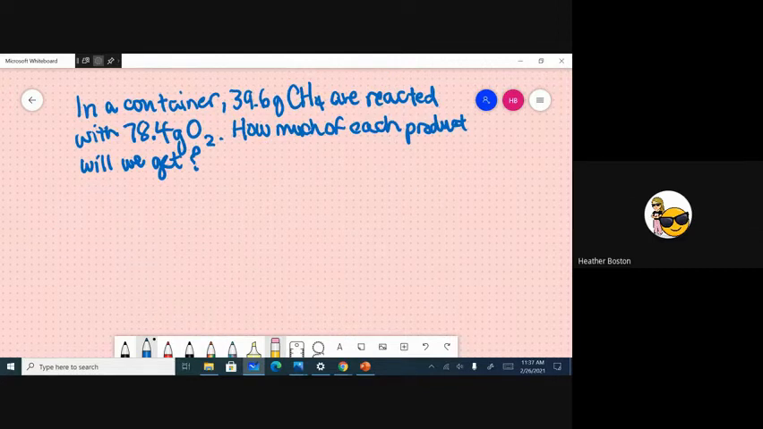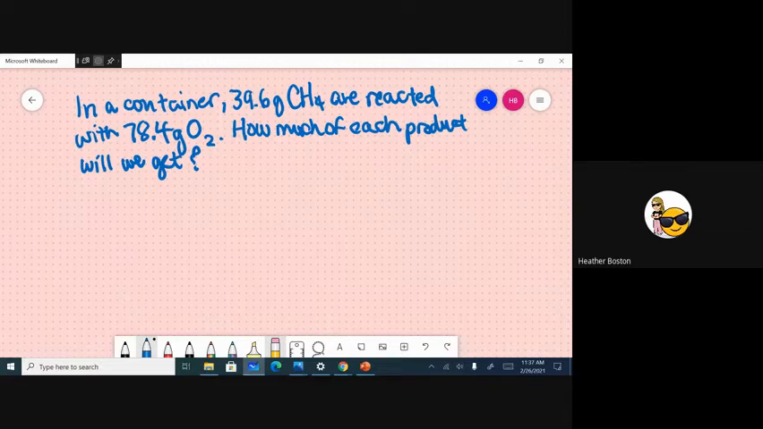In a container, 39.6 grams of CH4, which is called methane, are reacted with 78.4 grams of oxygen. How much of each product will we get? This is a reaction you guys do every single day, and now you know enough to recognize this. The more you learn about what's going on around you, the more interesting everything becomes. This is the main component of natural gas. This is what you use to heat your house, to cook on your stove, to dry your clothes in your dryer, to heat the water for you to take a shower, all sorts of stuff.